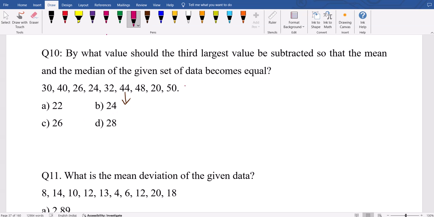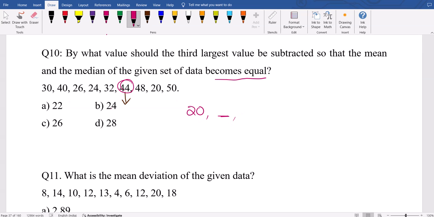So mean and median both must be equal, right? So what I'll do, listen, put that in order. I am using the options. This 44, minimum 22 should be subtracted. So this 44 will occupy this place or this place.